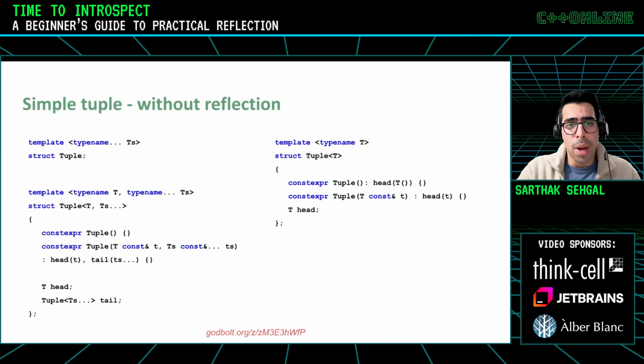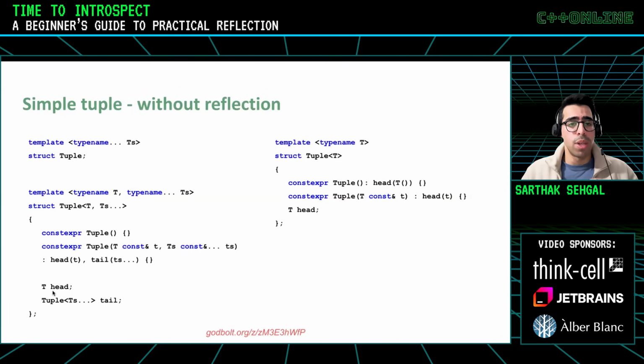And this is how a metaprogramming implementation would look. We'll have an incomplete declaration of the class, and then a specialization which takes the first type T, and then the rest of the variadic pack Ts, and we'll define the struct with a member of type T, which is called head, and then a tuple of tails.